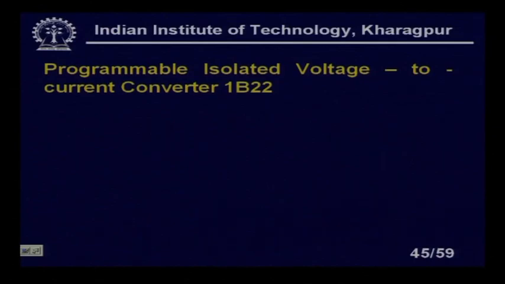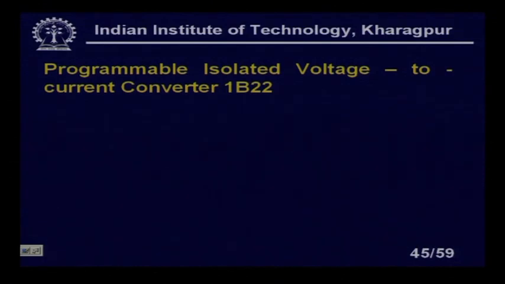Now, last of these particular lessons, we will discuss some programmable isolated voltage to current converters, the 1B22. This is also needed in many places, because we cannot transmit voltage, we have to always transmit current. Whenever I get a signal, pneumatic signals or anything, which is to be converted to voltage first, then transmitted to the actual point of control, mostly the PC, I need a voltage to current converter. All these things can be achieved by this chip 1B22. Let us look at the details of this one.